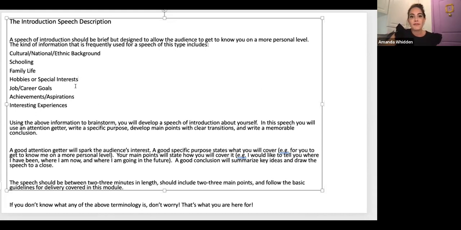But using that above information, you're going to brainstorm and you're going to start to develop your own speech of introduction. And this is what you will do anytime that you're required to give a speech. Somebody will give you an idea of what you are to speak about, right? Some kind of prompt. Or for example, typically what you'll have is, here is, you're going to do a report on blank, and then you're going to present that report's findings back to us.